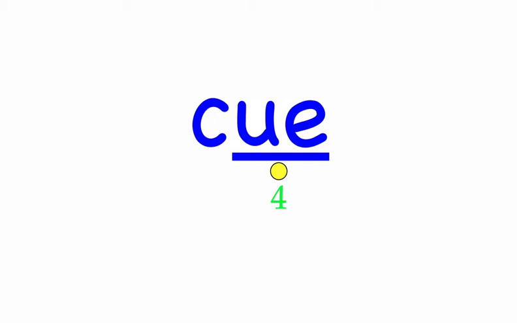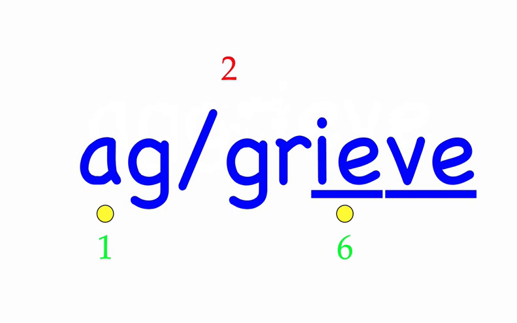Aggrieve. Aggrieve means to give pain or injury. Aggrieve. This is a two-syllable word. The first syllable is ag, two sounds, a, g. Grieve, four sounds, g, r, e, v. Aggrieve. Mark the word. Aggrieve.